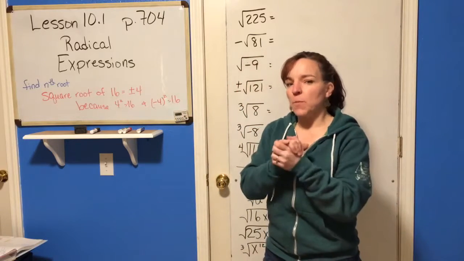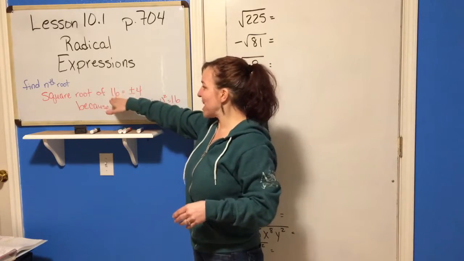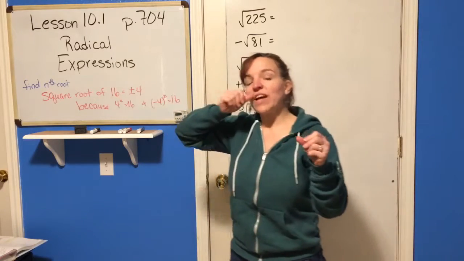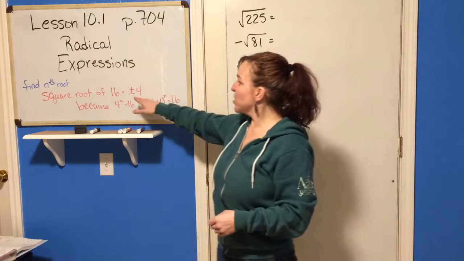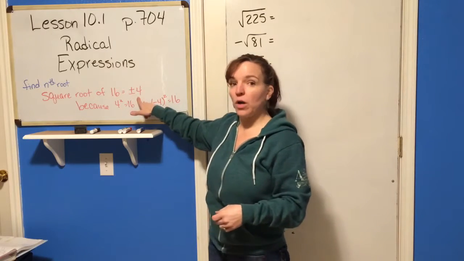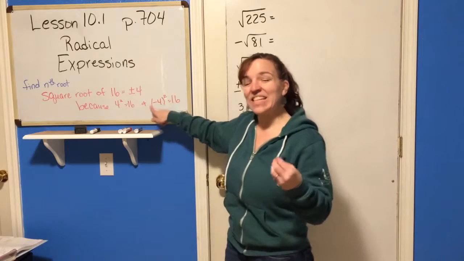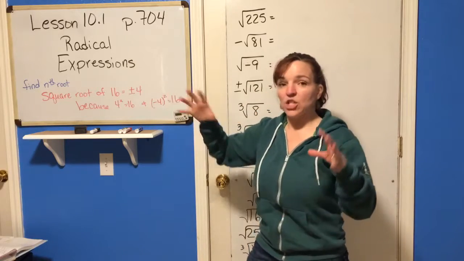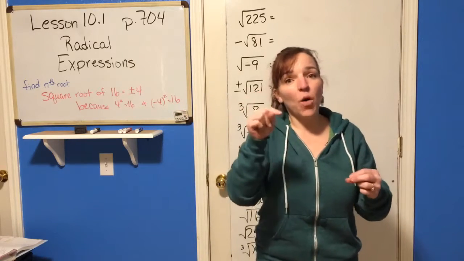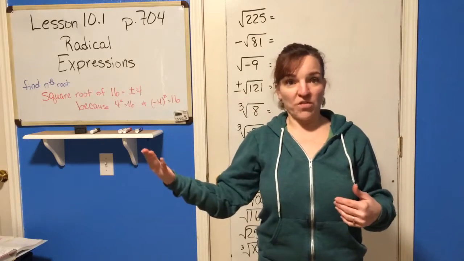Now here's the crazy deal. If I say, find the square root of, say, 16, what is the square root of 16? Then the answer is either plus or minus 4, because 4 squared is 16 and negative 4 squared, negative 4 times negative 4, is also 16. So in that section, I want you to give me the answer of plus or minus whatever this is.